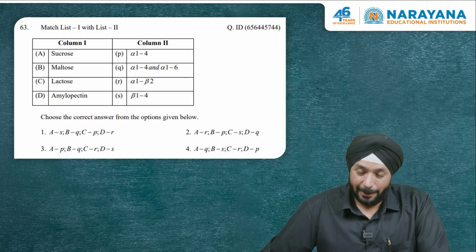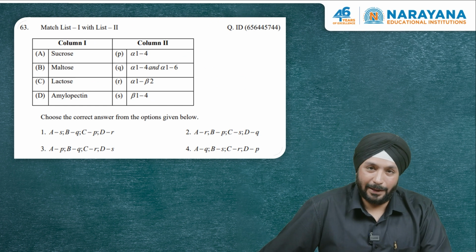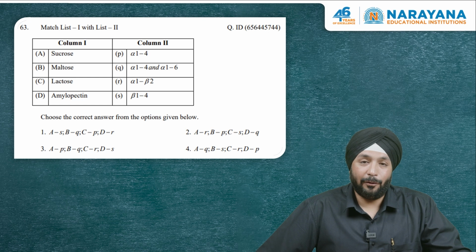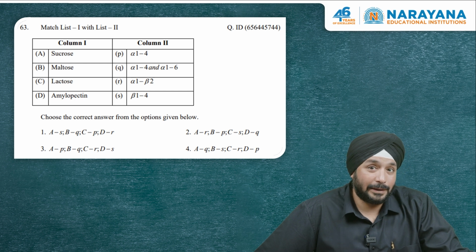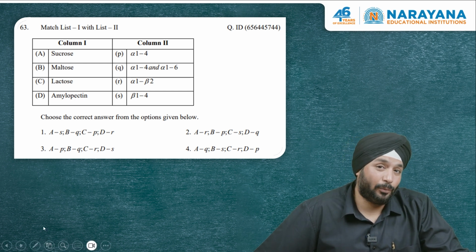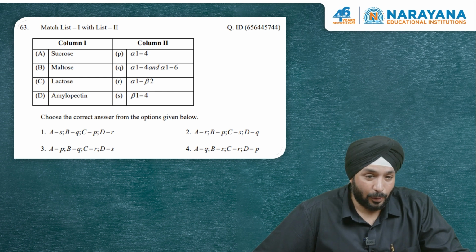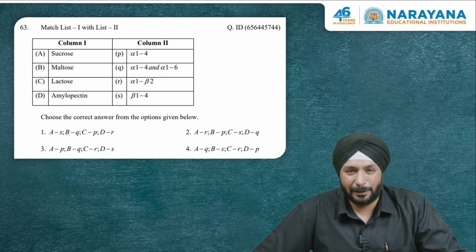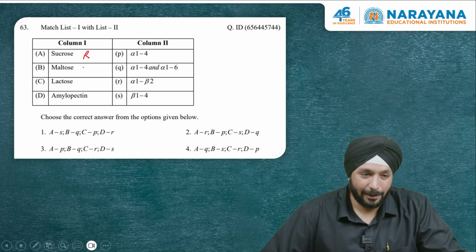Now question number 63, right? This is a direct question from biomolecules, and they are talking about the linkages occurring between the different carbohydrates. Now we have option A, sucrose, and you know that sucrose is a non-reducing sugar where the first carbon of glucose, which is alpha, is bonded with the second carbon of fructose, right? So what is the linkage over there? Alpha 1 of glucose and beta 2 of fructose, right? So the answer should be here. A is R. Clearly R.